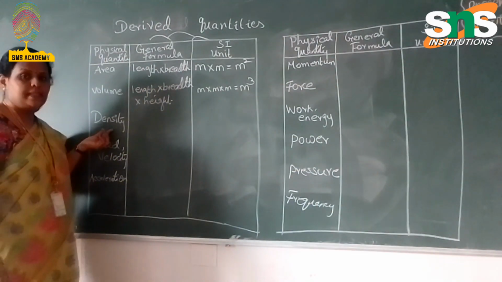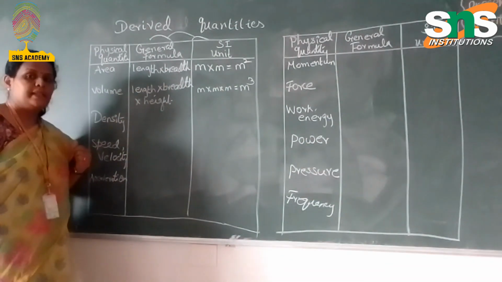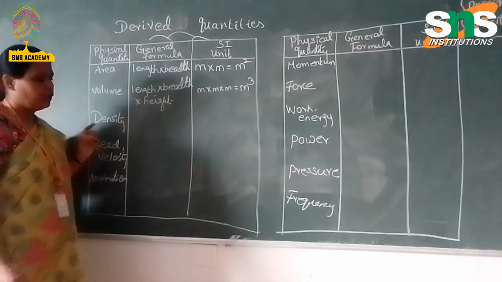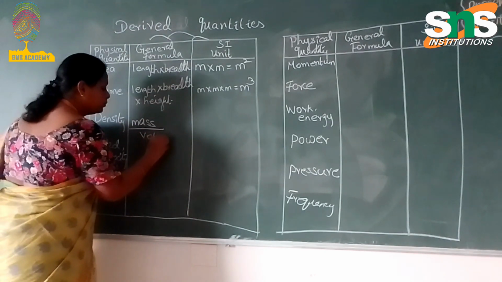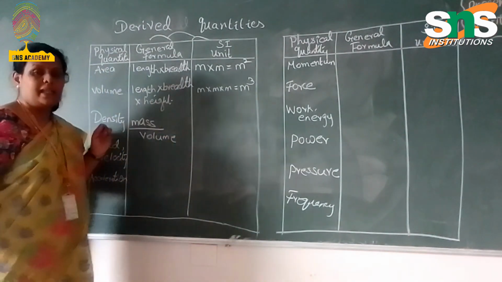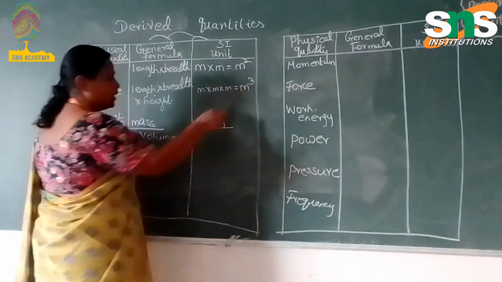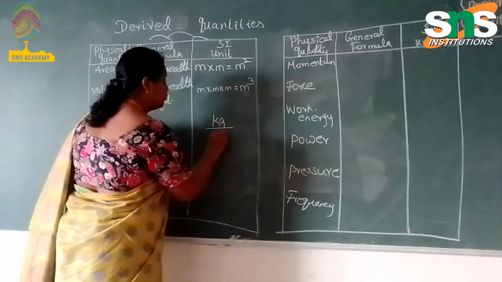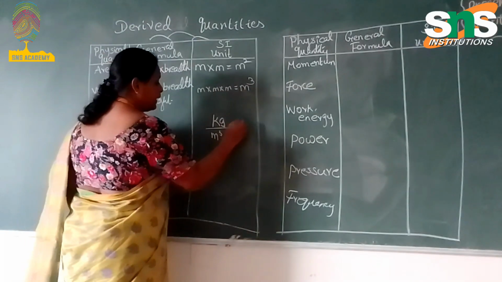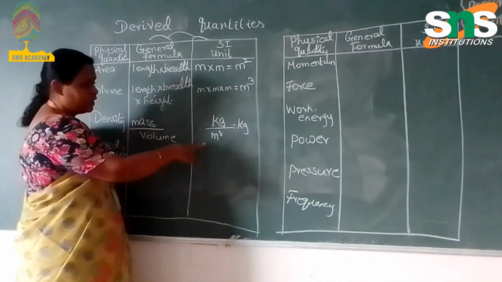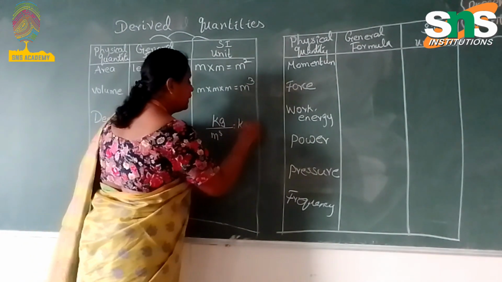So, here comes density. How can we define density? What is the formula for density? It's mass by volume. Density means mass divided by volume. So, what is the unit for mass? It's kg. And for volume, as we already know, it is meter cube. If you want, you can write like this. Otherwise, in other terms, you can write kilogram, and if you take this denominator to the numerator side, m power 3 will become m power minus 3.